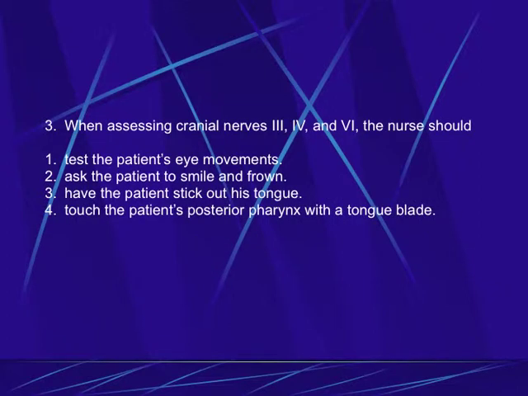When assessing cranial nerves 3, 4, and 6, the nurse should 1, test the patient's eye movements. 2, ask the patient to smile and frown. 3, have the patient stick out his tongue. Or 4, touch the patient's posterior pharynx with the tongue blade.